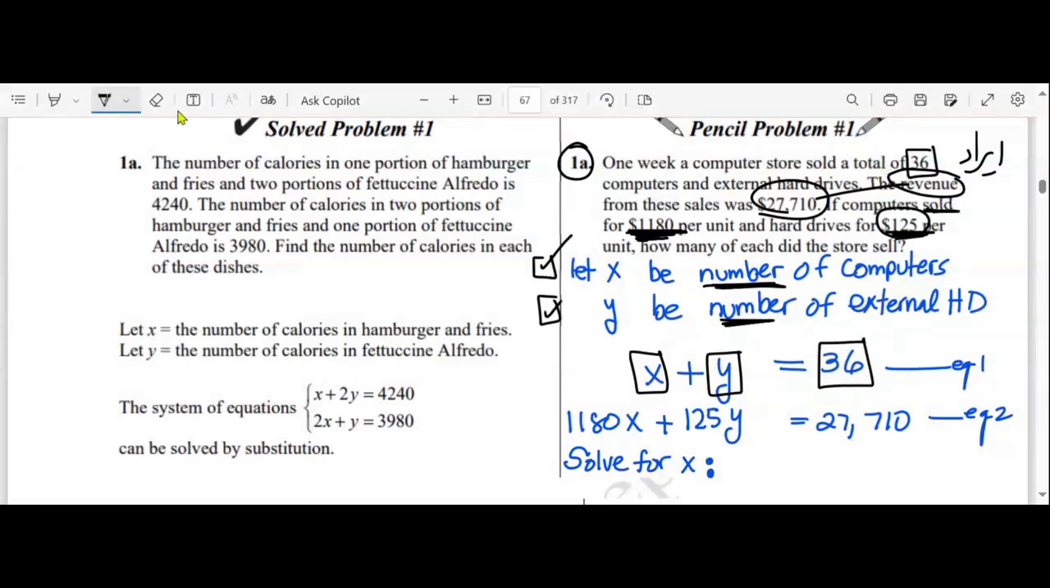How many computers and hard disks did he sell? 36. It's written there. Can you see it? Yes. So he sold 36 units. Now, what about the price? Each computer, how much did he sell it for? 1,180. And the hard disk? 125. So it's going to be 1,180x plus 125y equals how much? 27,710. That's the total revenue.